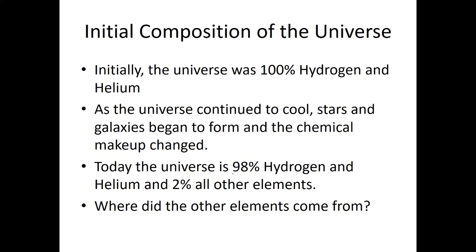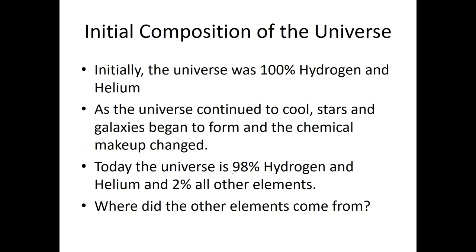So the initial composition of the universe. Initially the universe was about 100% hydrogen and helium. Okay, so hydrogen is the smallest atom, meaning that it has one proton in its nucleus. We'll talk a little bit about matter and the structure of matter when we talk about matter and minerals. But hydrogen is the smallest atom, has one proton. Helium is the second smallest atom with 2 protons. So initially, the entire universe was nothing but hydrogen and helium.